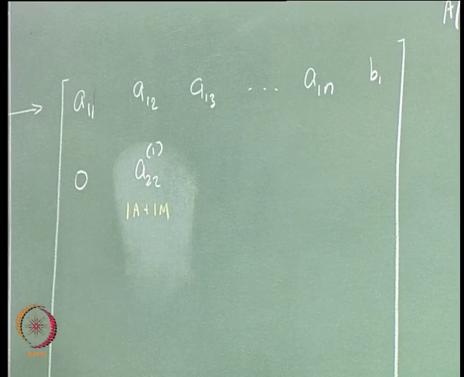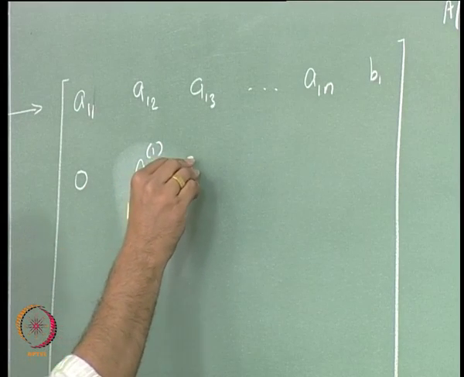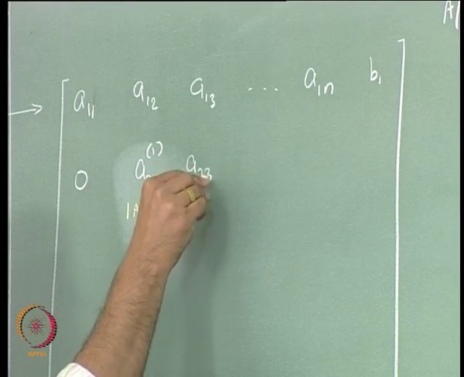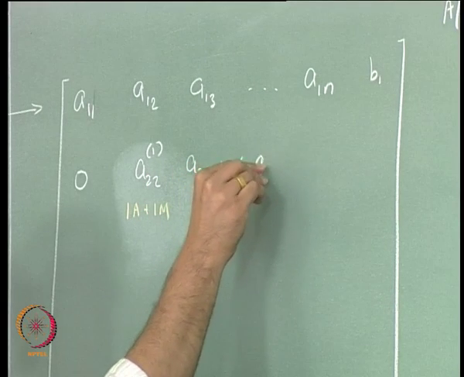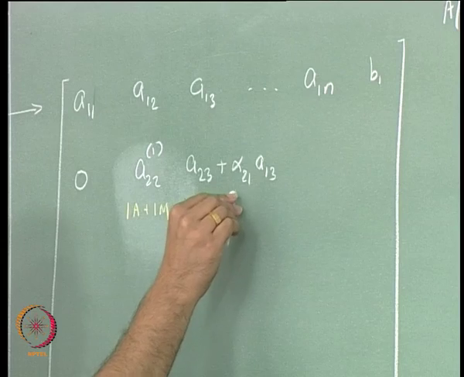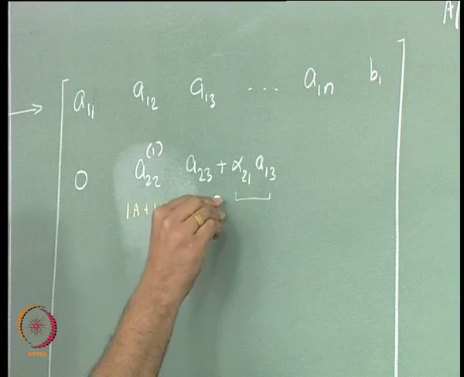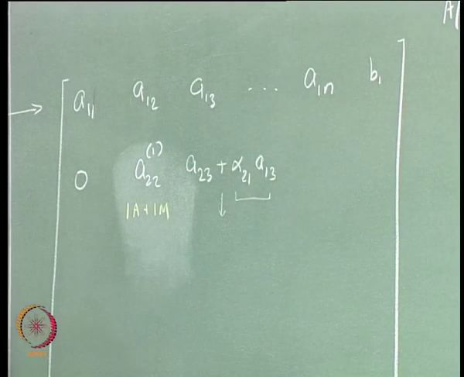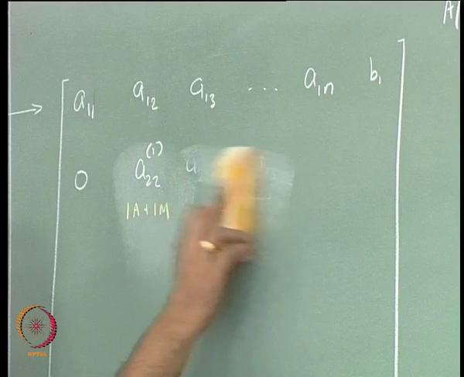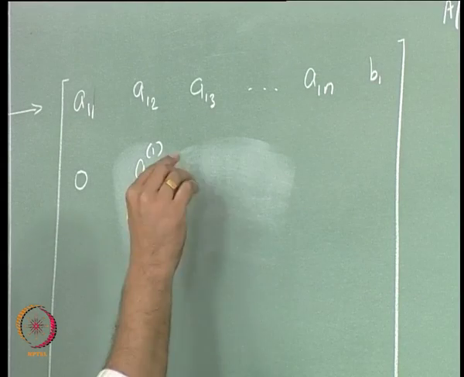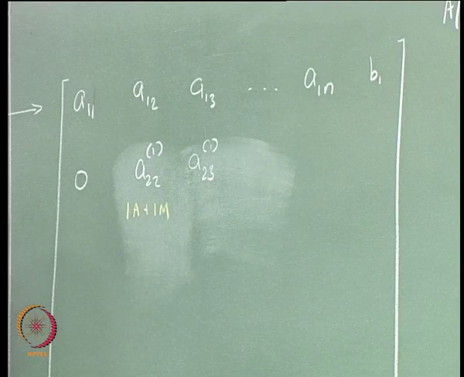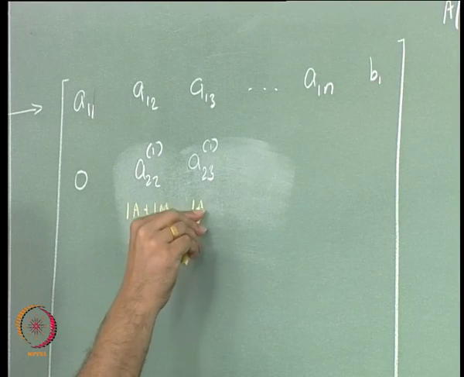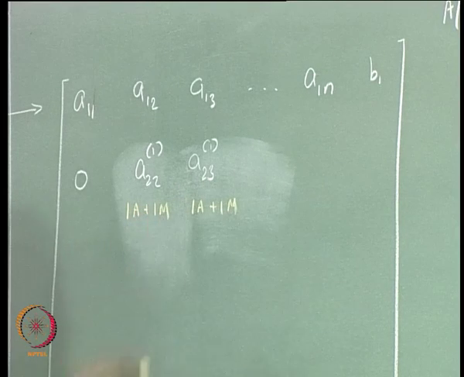Okay. Likewise, A231 is going to be nothing but A23 plus alpha 21 A13. So, this is one multiplication step and one addition step. So, A231 is also obtained from one addition plus one multiplication step.